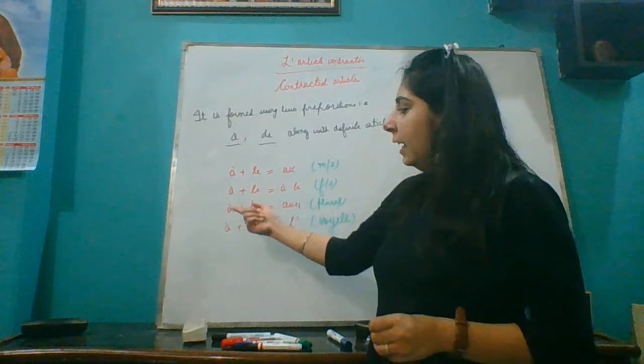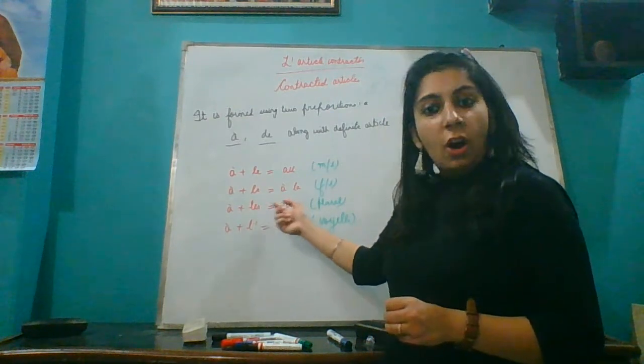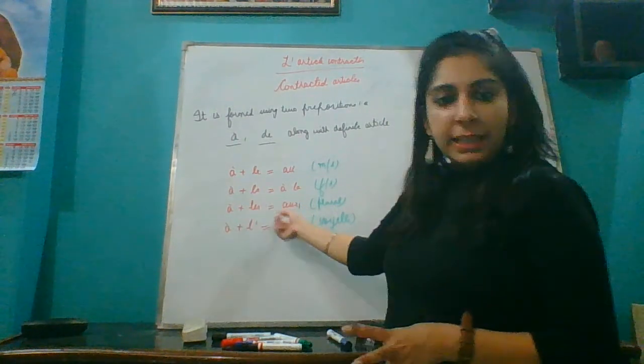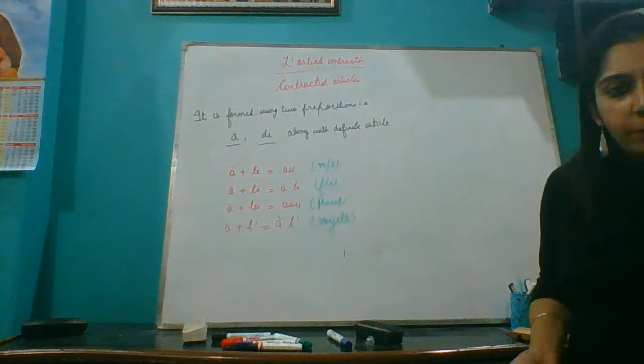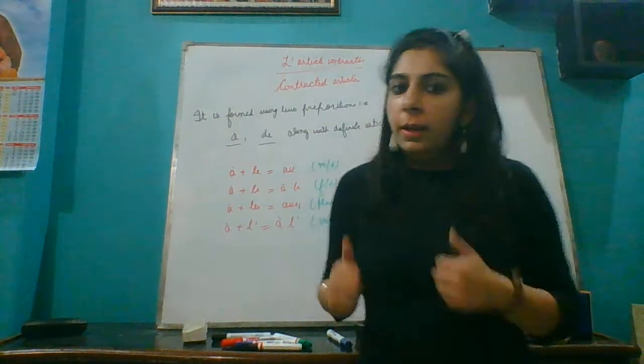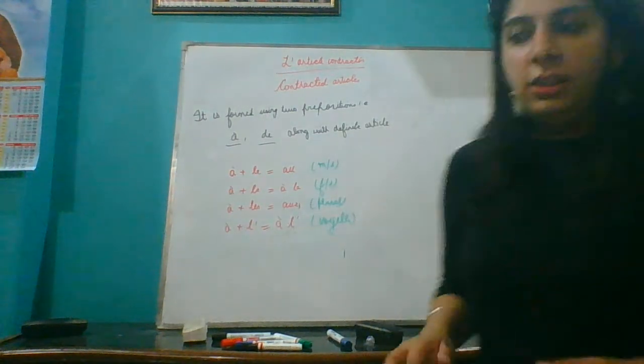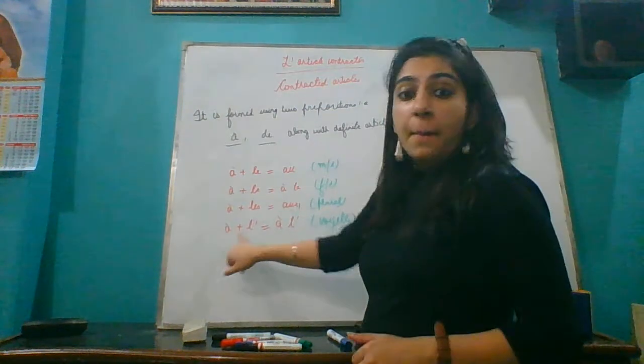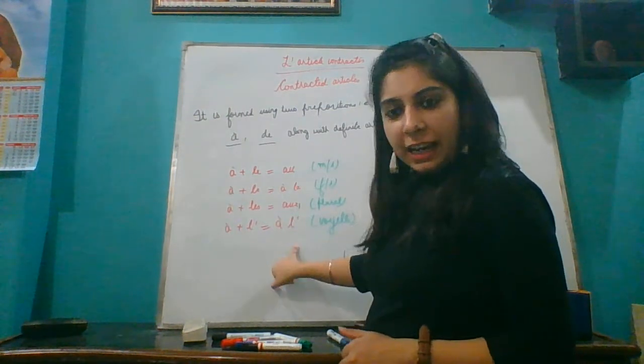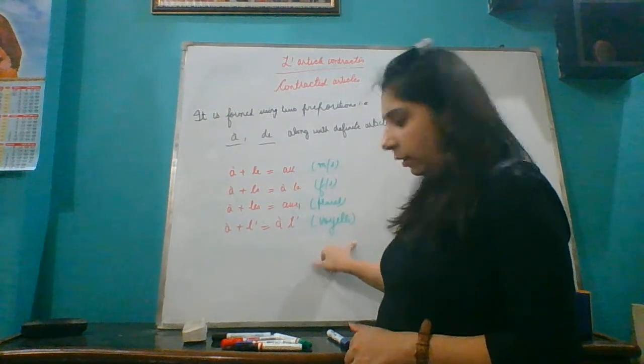Third category, à plus le, au. When will au be used? When the noun is masculine singular. Next is à plus l apostrophe, à l apostrophe, used with a vowel.